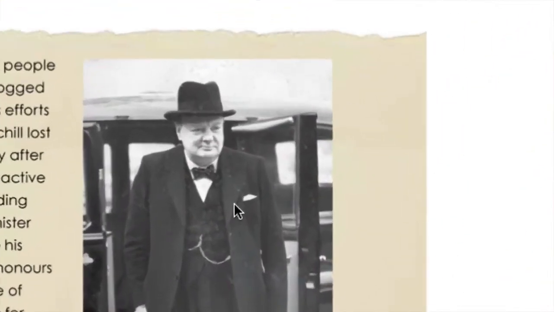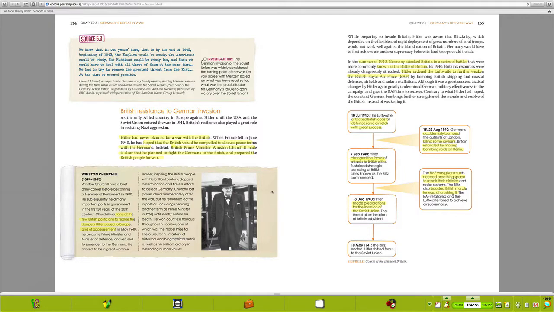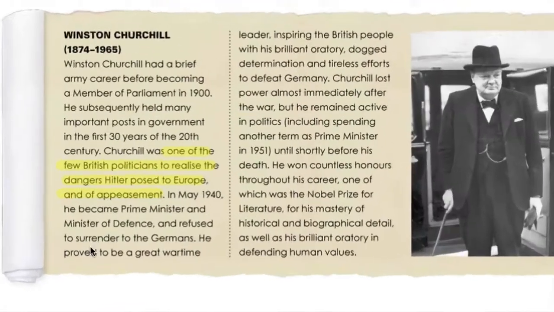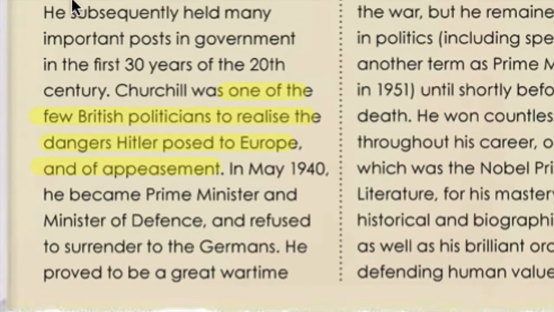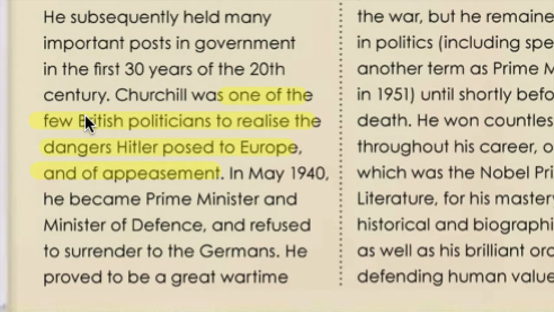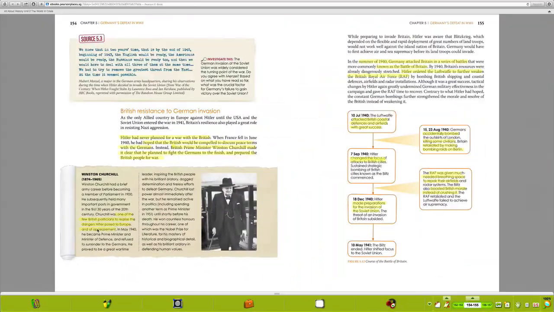And here we go, Winston Churchill. Now, as we discussed in one of the previous lectures, he was one of the few British politicians who realized the dangers of appeasement, and he disagreed with Neville Chamberlain's Munich Agreement.